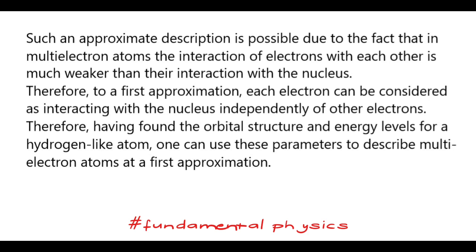Such an approximate description is possible due to the fact that in multi-electron atoms, the interaction of electrons with each other is much weaker than their interaction with the nucleus. Therefore, to a first approximation, each electron can be considered as interacting with the nucleus independently of other electrons. Therefore, having found the orbital structure and energy levels for a hydrogen-like atom, one can use these parameters to describe multi-electron atoms at a first approximation.